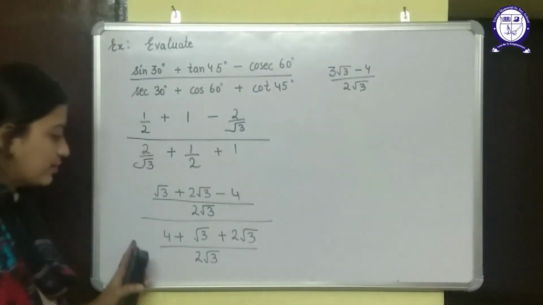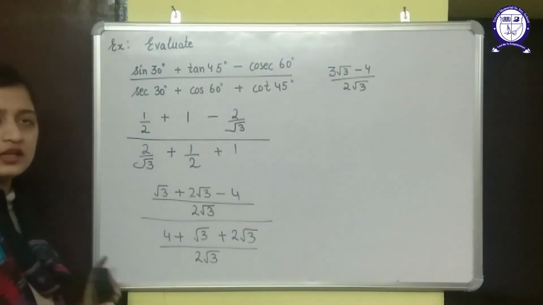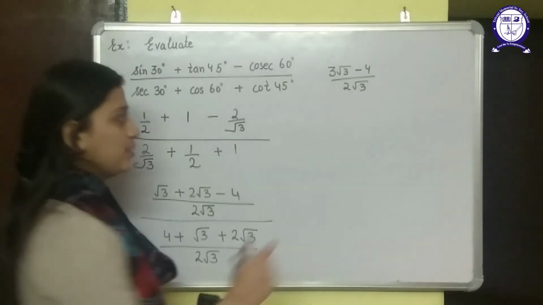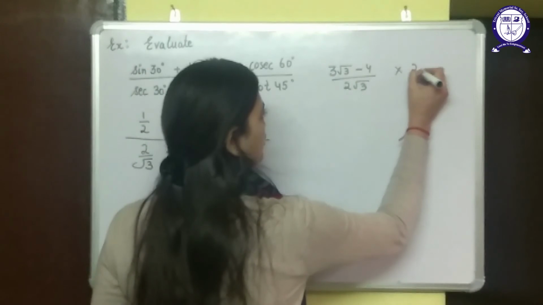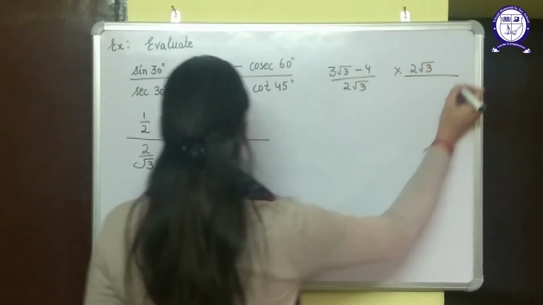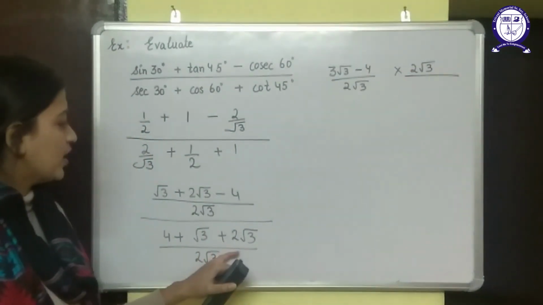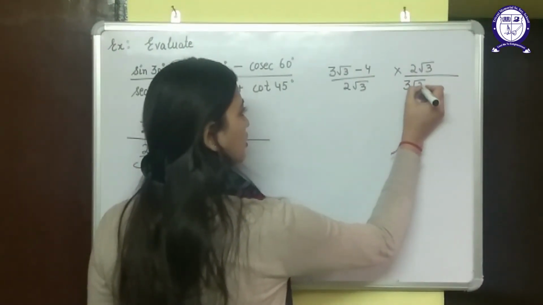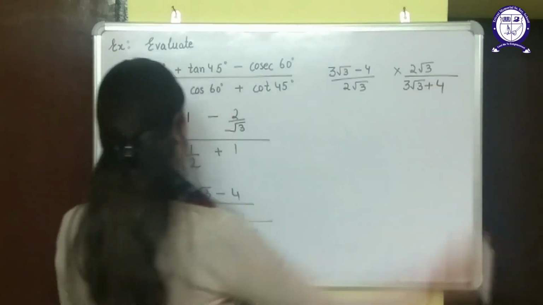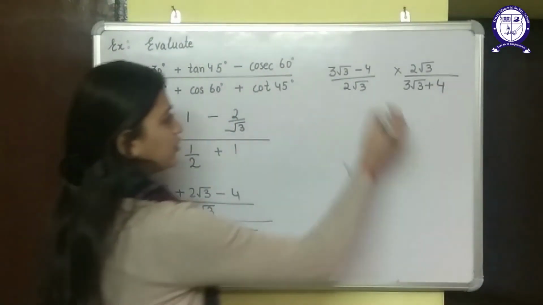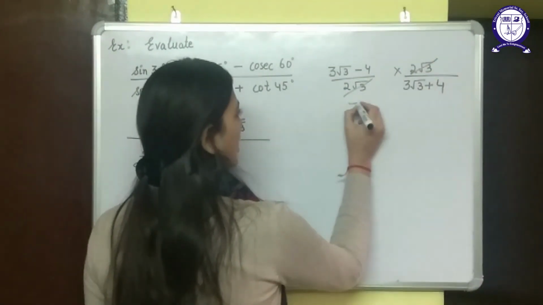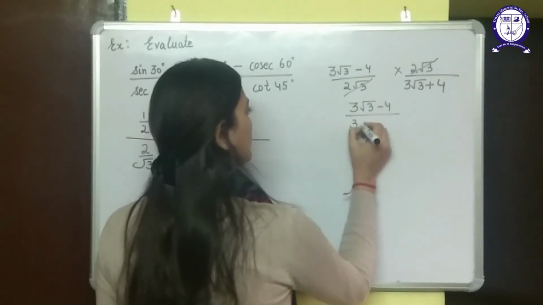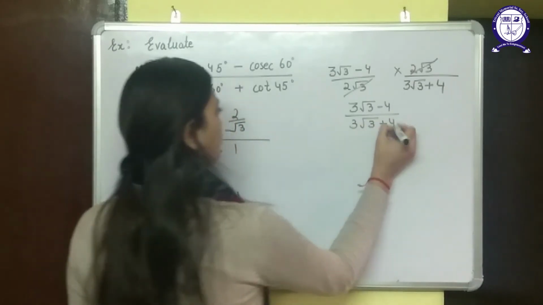And we know that when something is in the denominator, we can convert it into multiplication by taking the reciprocal. So I can write it as 2 root 3 upon root 3 plus 2 root 3 is 3 root 3, and this is plus 4. I can cut 2 root 3 and 2 root 3. So my answer is 3 root 3 minus 4 upon 3 root 3 plus 4.